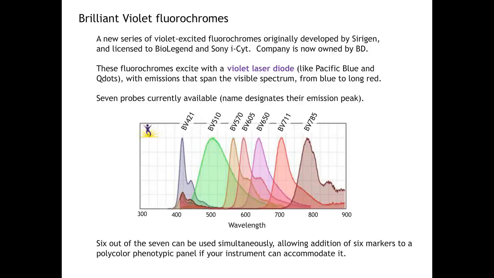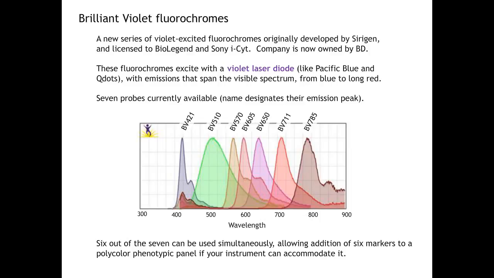We're very fortunate these days. We have a wonderful array of fluorescent probes available to us. The Brilliant Violet, Brilliant Ultraviolet, and Brilliant Blue probes from BD Sirigen have greatly expanded our ability to do high-dimensional flow cytometry. Currently, there are 6 or 7 different Brilliant Violet dyes available, BV421 up to BV785.